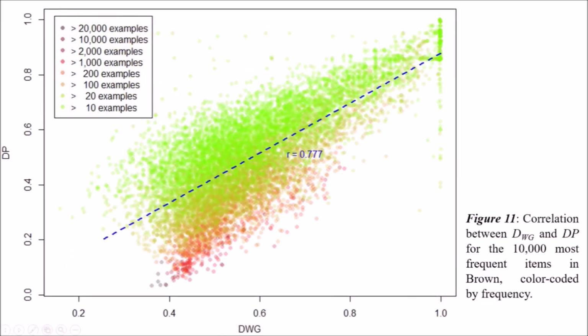It is also possible to test whether DWG is valid by correlating it directly with other dispersion measures. Here, I show the relation between DWG and another dispersion measure called DP. The correlation between DP and DWG will be higher for distinct frequency classes because DP has a much higher correlation with frequency than does DWG. Nevertheless, there is a high overall correlation between the two measures of about 0.78, which further confirms that DWG is in fact valid as a measure of lexical dispersion.